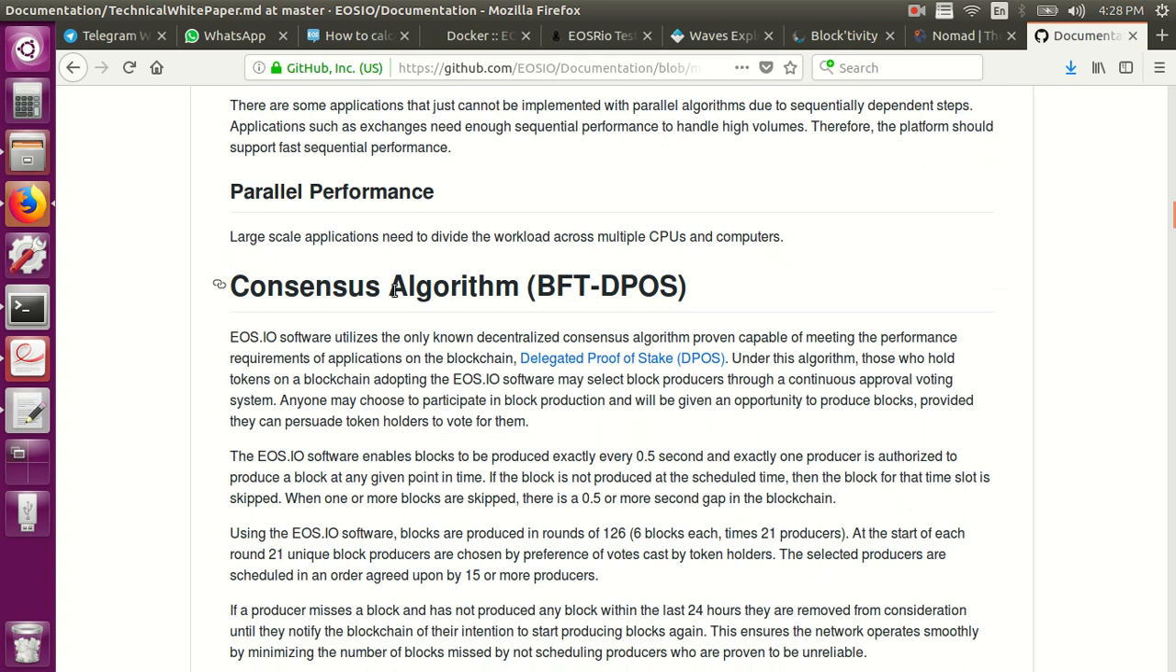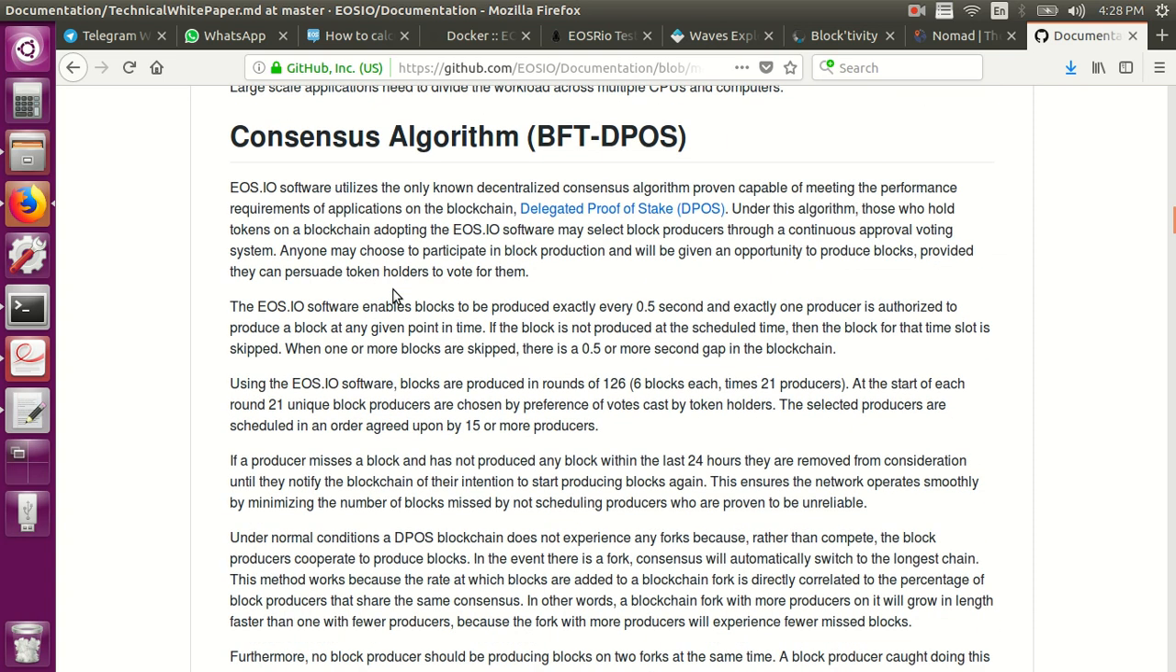Okay, the next thing is the consensus algorithm. If you're familiar with blockchains, Bitcoin is proof of work. Ethereum is also proof of work, but they're moving to pure proof of stake. Well, they're going to have a hybrid in between where they do proof of work and then go to proof of stake. Eventually, they're trending to full proof of stake.